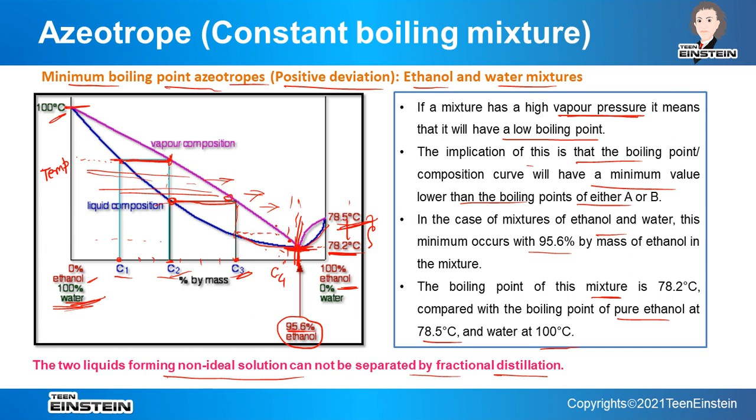So what will you get in the distillate? You will get in the distillate the vapor of ethanol. That means you will get liquid ethanol. And what will be remaining in the original distillation flask? There will be the mixture of ethanol and water, which is of 95.6%.